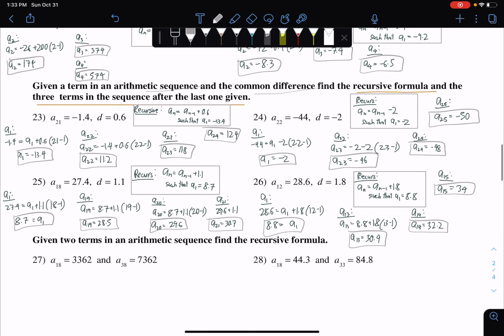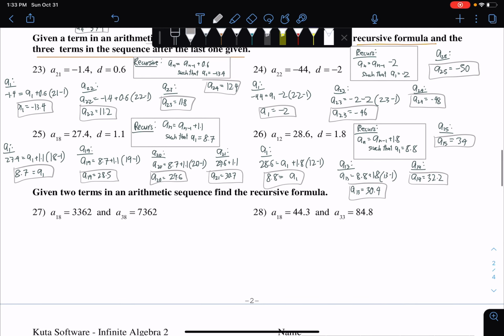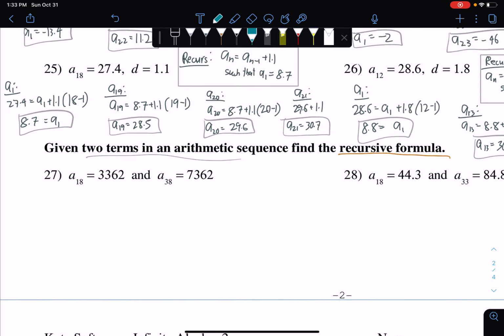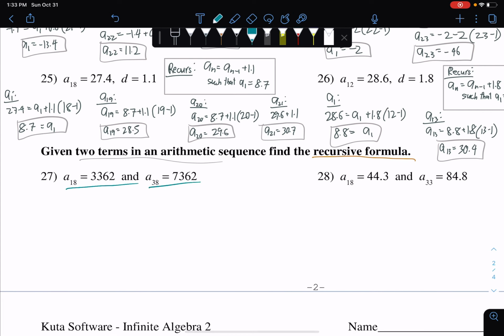Alright, we finished that part. We have the last one: given two terms in an arithmetic sequence, find the recursive formula. This would be one of the most challenging parts of the entire worksheet, because we don't know what our common difference is. What we're given are two terms that correspond to the general expression of a sub n.